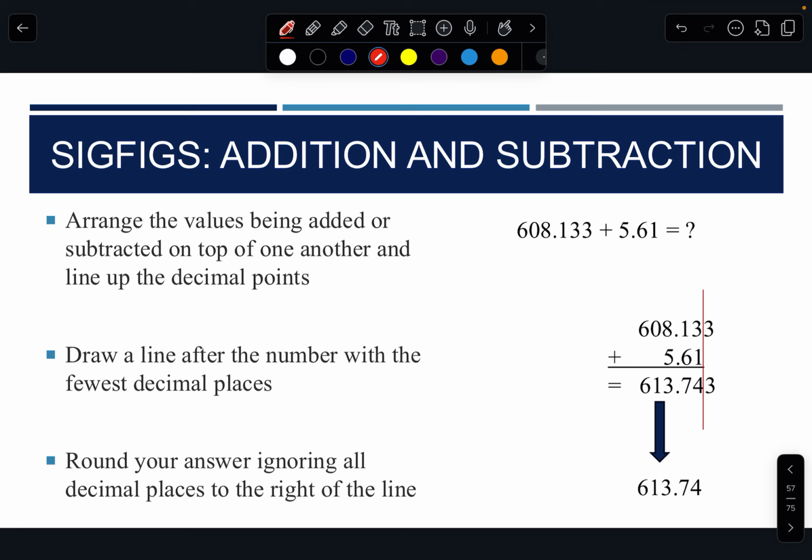For addition and subtraction, these are a little bit different. So what you want to do for these is you want to take the numbers and line them up and then find the lowest number of decimal places and draw a line that goes right by the lowest number of decimal places. Anything to the right of this line is not a significant figure, and so we don't care about it anymore. Once you add these together, though, then you will have trimmed correctly your final answer, and that will be your significant figures. Okay?